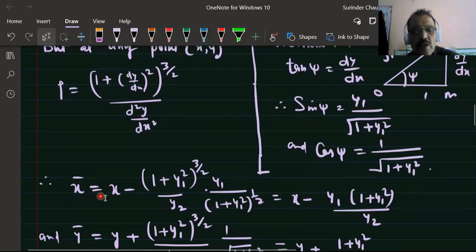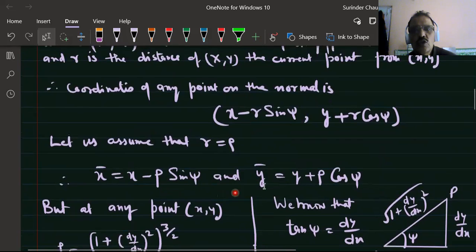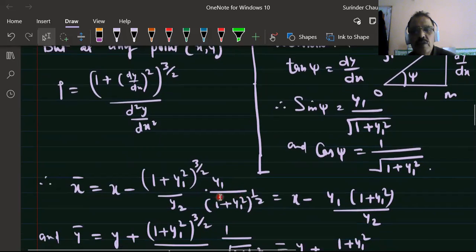We get x bar equal to x minus (1 plus y1 squared)^(3/2) upon y2, times sin psi, which is y1 upon root of 1 plus y1 squared. After simplification, x bar is equal to x minus y1 (1 plus y1 squared) upon y2.